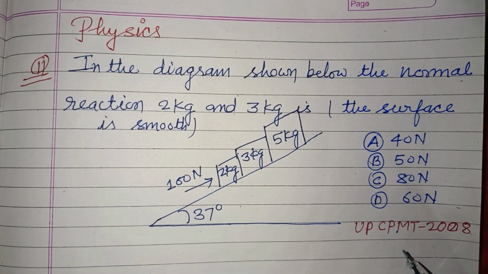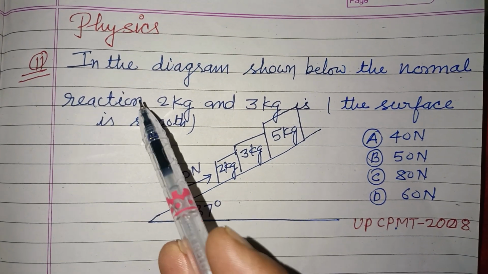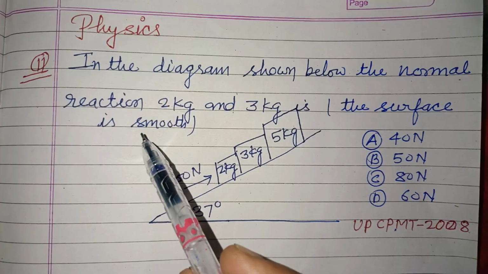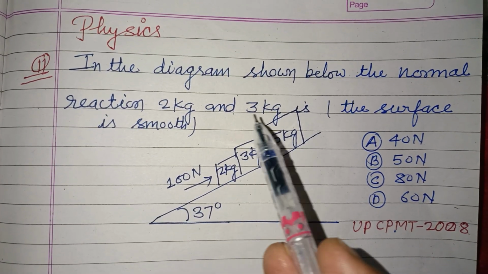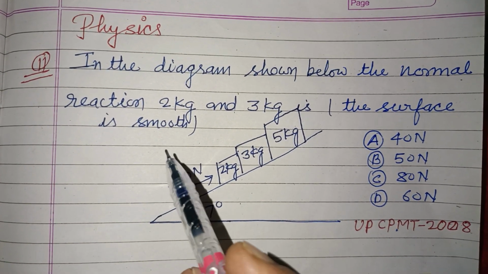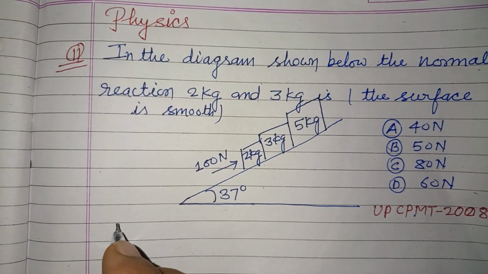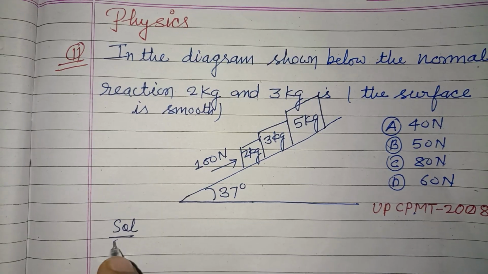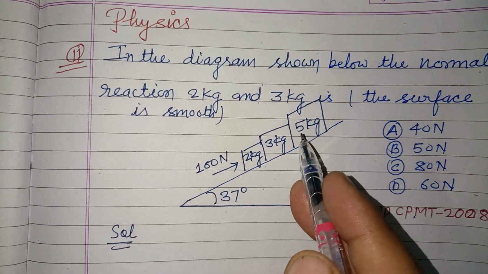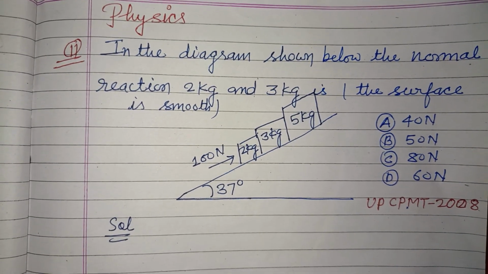Question from CPMT 2008. In the diagram shown below, the normal reaction between the 2 kg and 3 kg blocks is asked in this question. So students, first of all we want to find out the acceleration of the system.